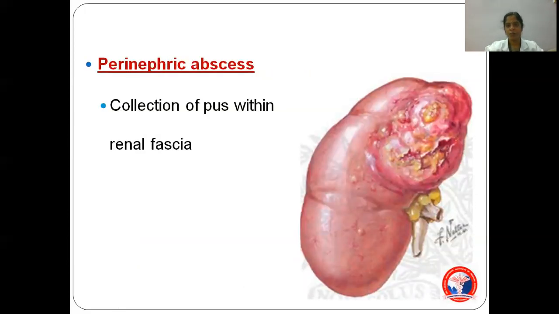The next one is perinephric abscess. Nephros is the term we use for the kidney. Peri means around. Abscess, you know, is a collection of pus. Perinephric abscess means collection of pus within the renal fascia. You know the layers of the coverings of the kidney. So when you see a collection of pus within the renal fascia, that is named perinephric abscess. In this picture, you can see the collection of the pus. So this is one clinical condition.